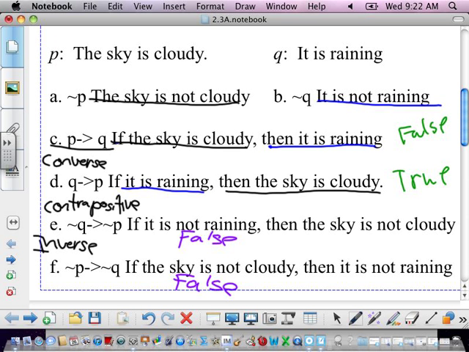All right, let's look at example 2, while some people are finishing writing. Let P be today is Monday, and let Q be there is school. How would we change that into a contrapositive? I hear somebody saying it. Go ahead. If there is no school, then it's not Monday.